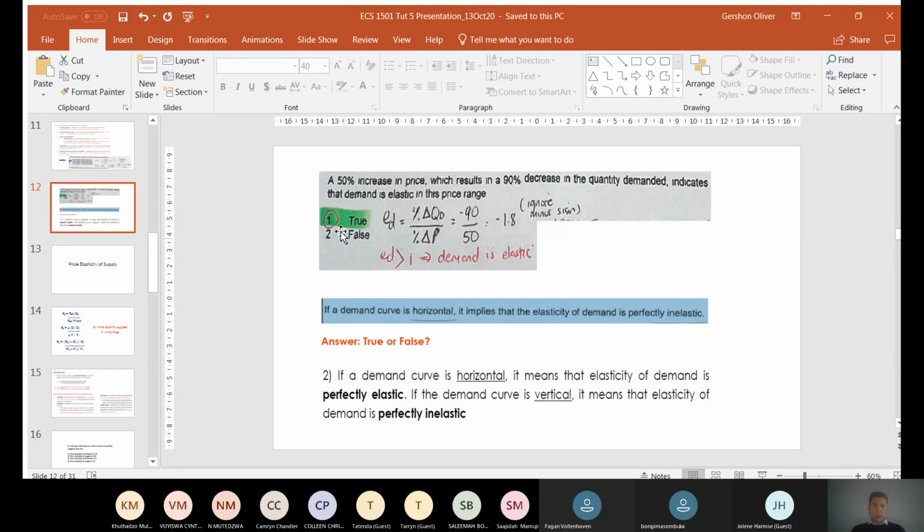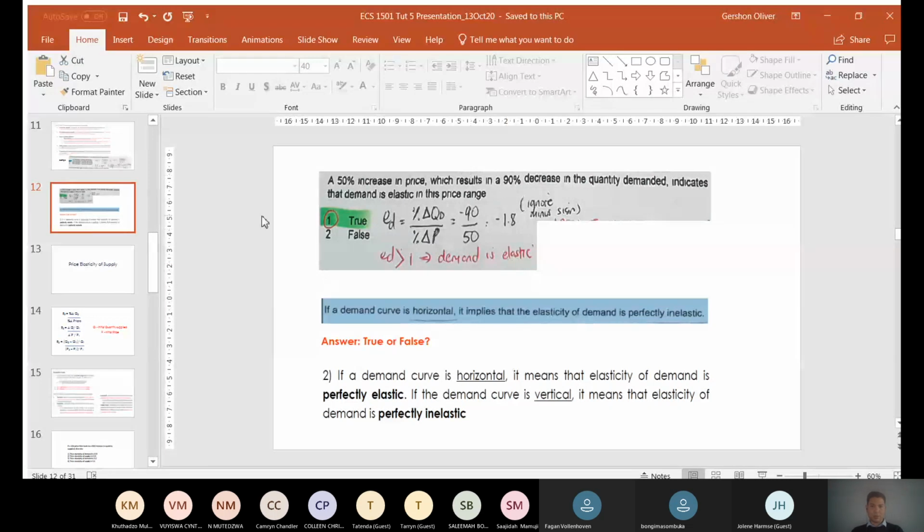So we worked it out. I've got my formula over here, and I plugged it in. 90 divided by 50 is equal to minus 1.8, or 1.8 in absolute terms. It's greater than 1. Therefore, we know that demand is elastic for this good. Demand is sensitive to price changes.